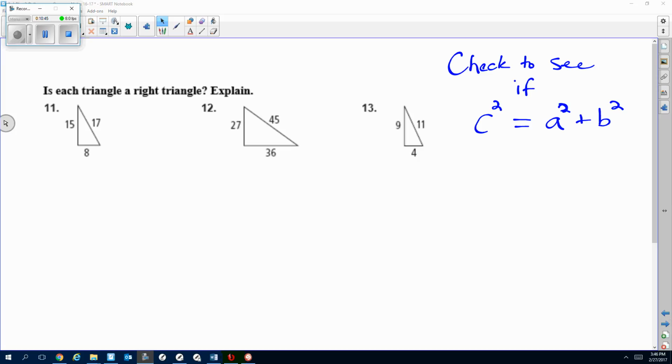Alright, so we know our c is our hypotenuse, that's our largest side, so that's going to be our 17 squared. We're comparing that to 15 squared plus 8 squared. So use your calculator so you can figure out what the 17 squared is and write it right underneath.